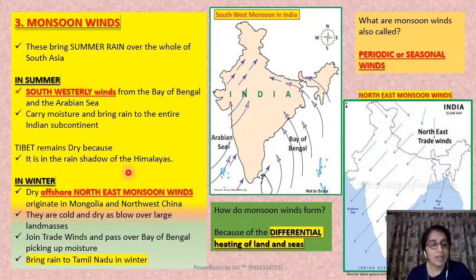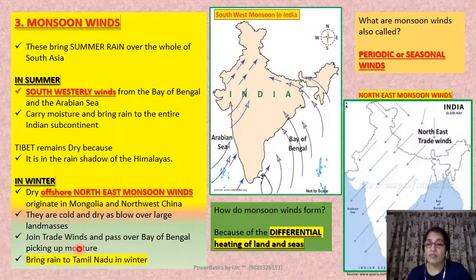In winter, these southwesterly winds are from the shore, from the seas. In winter, dry. Now this is the northeast monsoon winds. From offshore means from this side, not from the shore side, but from the other side. Dry offshore northeast monsoon winds originate in Mongolia and northwest China. They are cold and dry, no moisture, because they are blowing over large land masses.